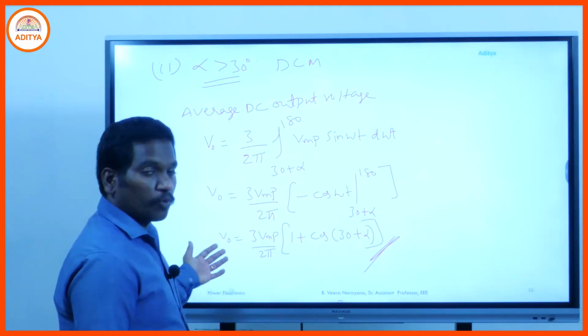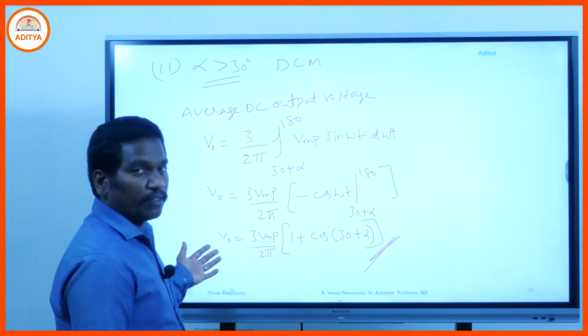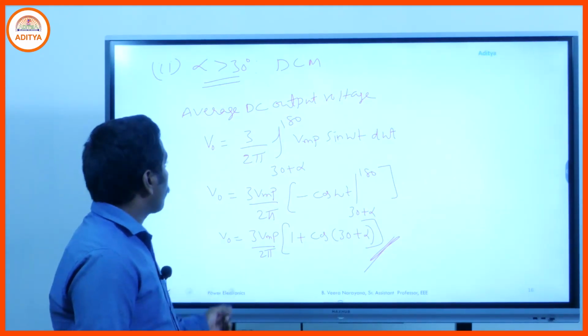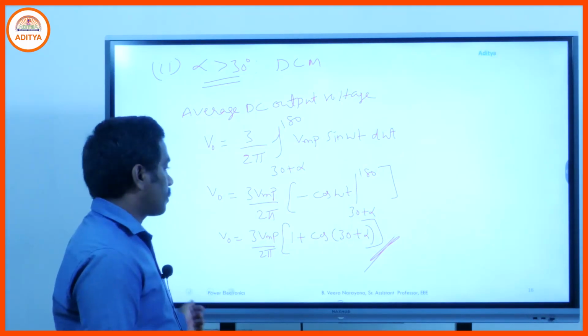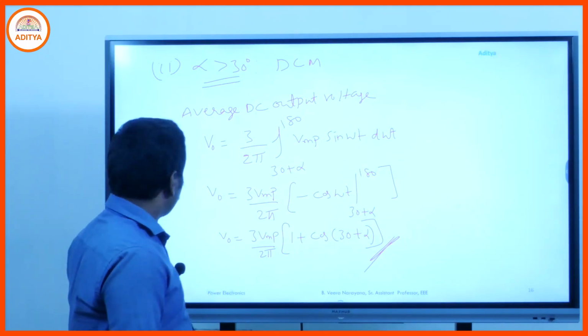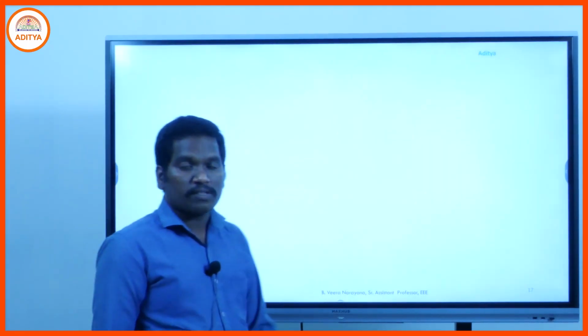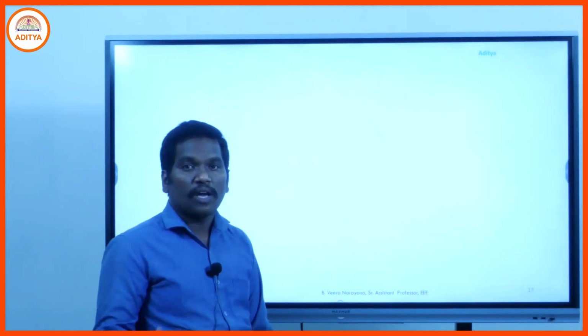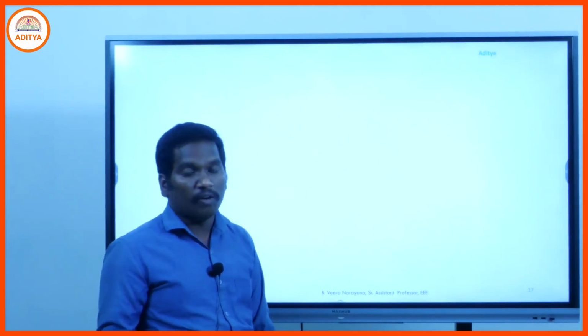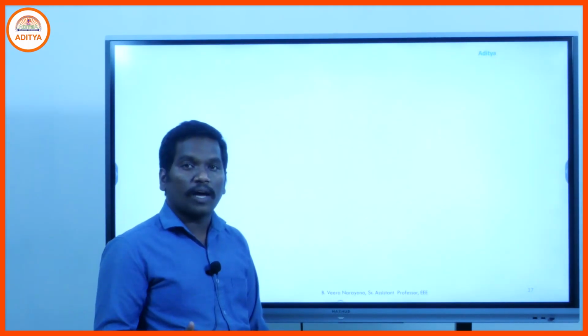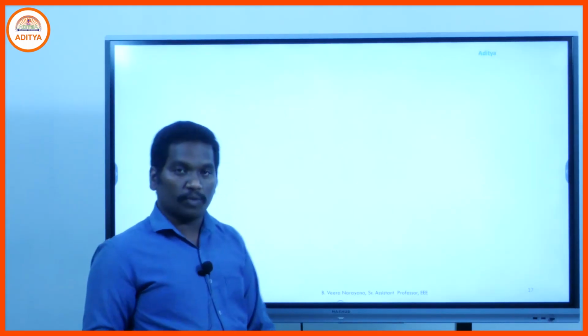and this is the output voltage for alpha greater than 30 degrees: 3 Vmp by 2 pi into 1 plus cos of 30 plus alpha. So coming to today's class, we are going to explain the three-phase half-wave converter with RL load, and later we will go through the three-phase full-wave converters.